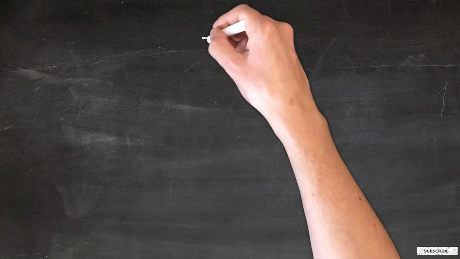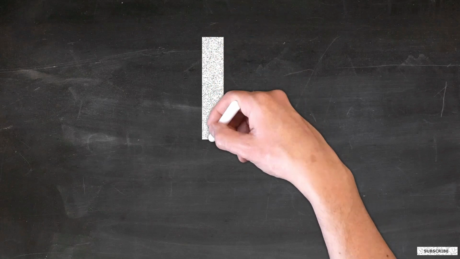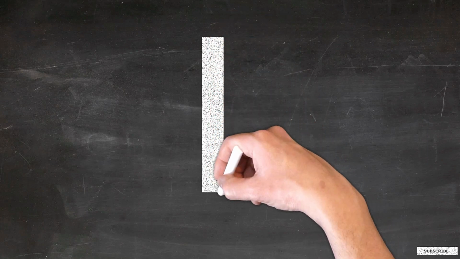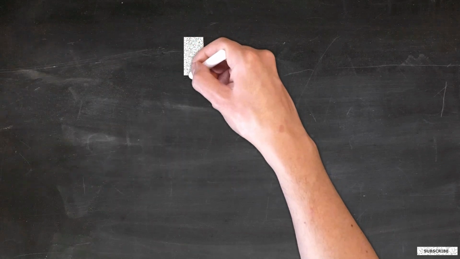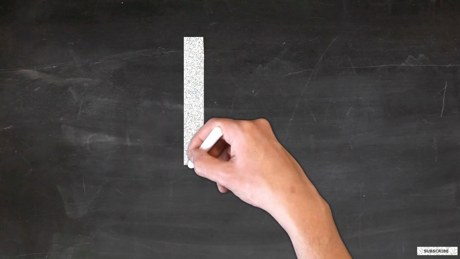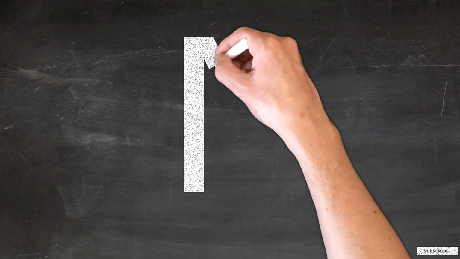Start from the top, draw a standing line down. Draw a slipping line to the right from the bottom of the line. This is capital L.